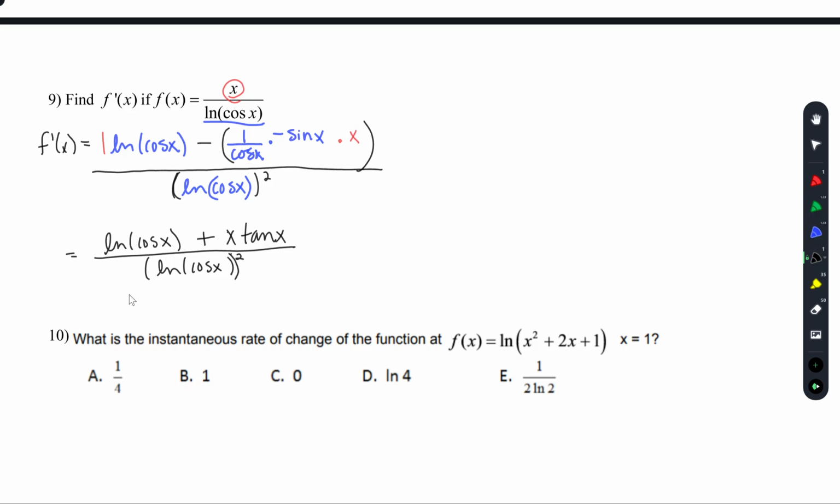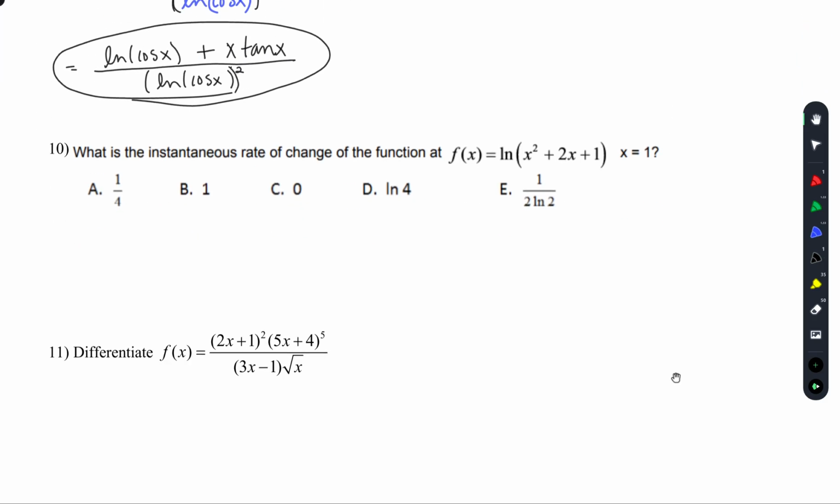Wait, messed up my parentheses. There we go. That looks ugly, doesn't it? That's okay, though. There she is. Okay. That's it. Yeah, we don't need a number. We don't need numbers in math. What are you guys talking about? Okay.